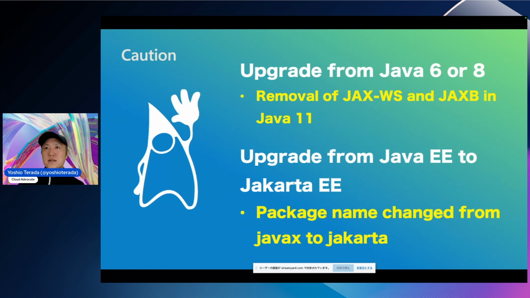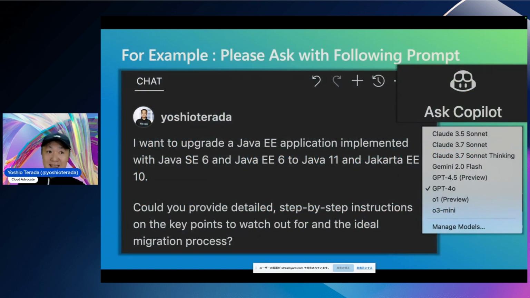However, at first, for enterprise application migration, please remember the important thing is the removal of XML-related technology from Java SE. Especially JAX-WS and JAXB were removed from Java SE. Also, for Java EE to Jakarta EE, the package name changed from javax to jakarta. So this looks like a very important topic. However, not only this, but so many other changes are included. So please ask the AI with a prompt like this.